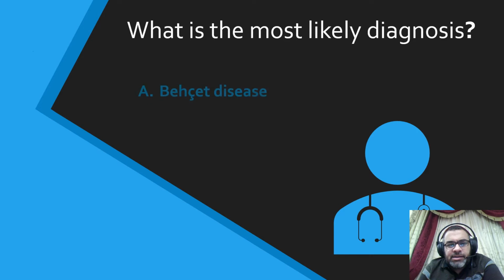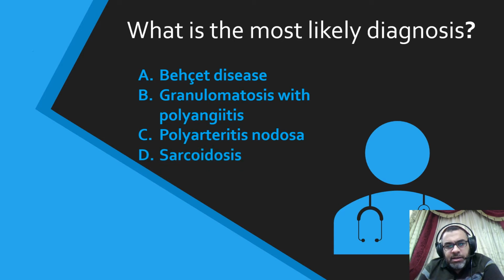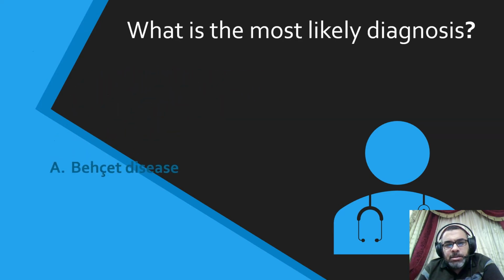Is it Behcet disease, granulomatosis with polyangiitis, which was previously known as Wegener granulomatosis or Wegener disease, polyarteritis nodosa, or sarcoidosis? Take a while to think, and you can stop the video here. And the answer is: yes, it is Behcet disease.